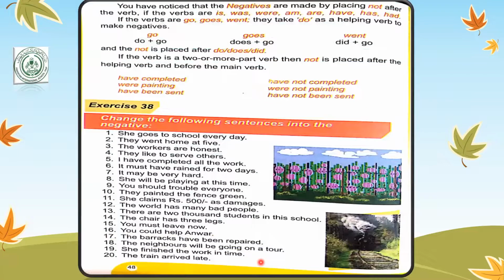Here we are on page 48, dear students. You have noticed that when we have a helping verb, we take the other verb, and we make the negative by placing not after the verb. For example, he is going to school, we say he is not going to school. We put only not when we have the helping verb is, because, as I told you, helping verb and linking verb are different.